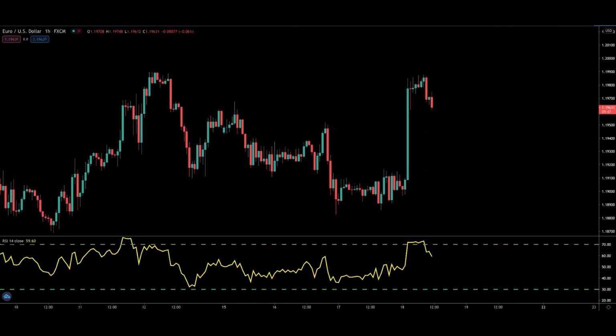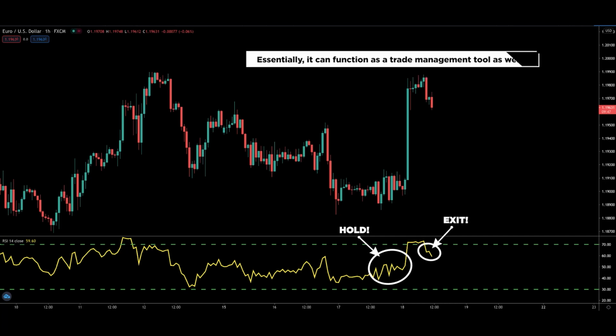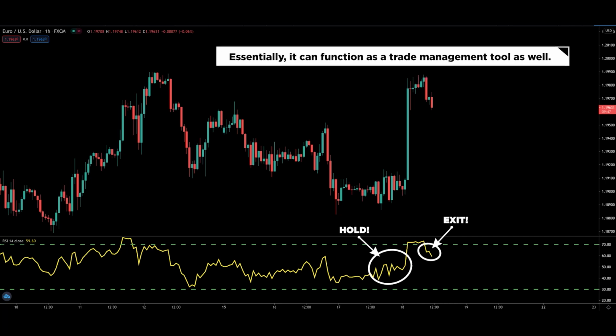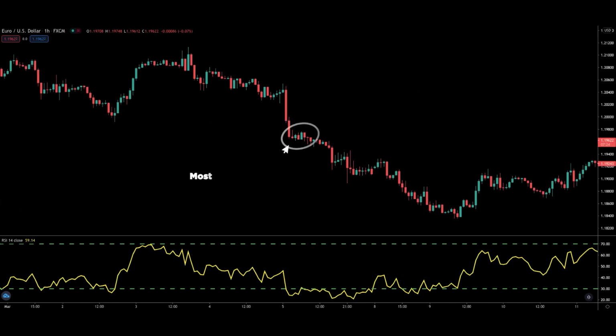You can use the Relative Strength Index to determine if you should be holding onto a trade or not as well. Essentially, it can function as a trade management tool. Most people misuse it and leave a lot of money on the table when the market trends. I will walk you through the mistake and how to use it correctly towards the end of this video, so make sure to stick around till the end.